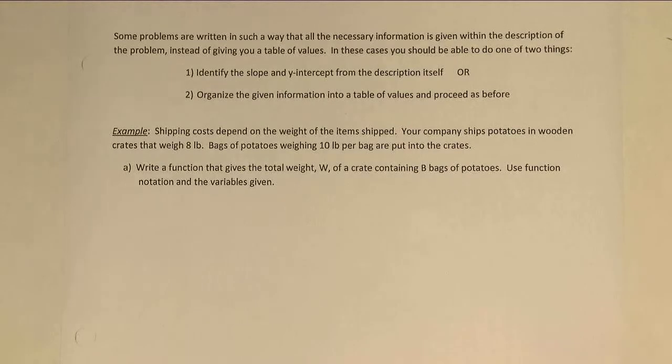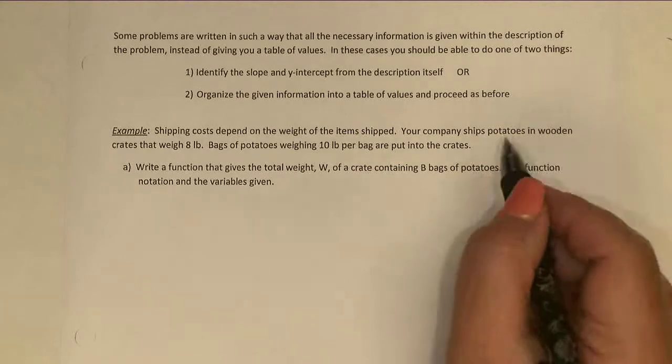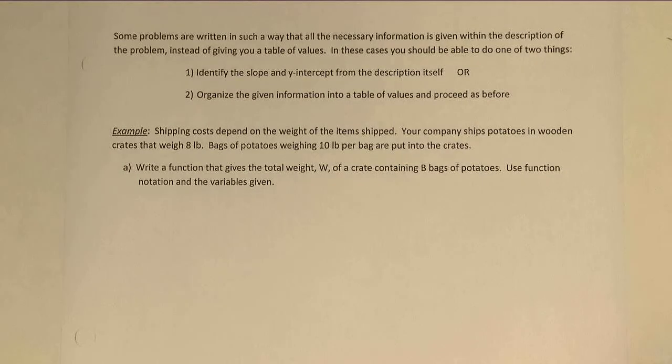In our first example, it says shipping costs depend on the weight of the item shipped. Your company is shipping potatoes in wooden crates that weigh 8 pounds. Bags of potatoes weighing 10 pounds per bag are put into these crates. Write a function that gives the total weight W of a crate containing B bags of potatoes using function notation and our variables.